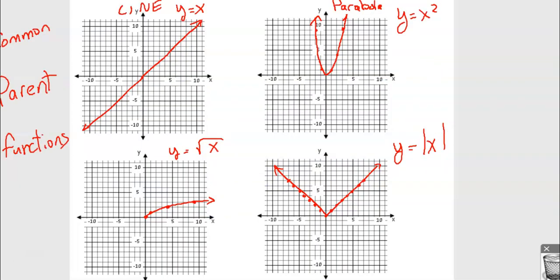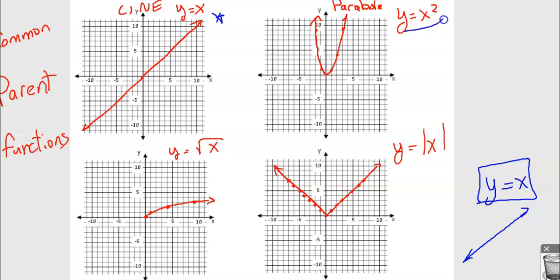So let's look at some other parent functions. So far we've been looking at this y equals x. That's just a basic line, like a diagonal line, y equals x. So we just got done talking about this one right here, y equals x. That's the basic line that goes right through the center, a diagonal line. Now let's look at some other common functions that you're going to come across.